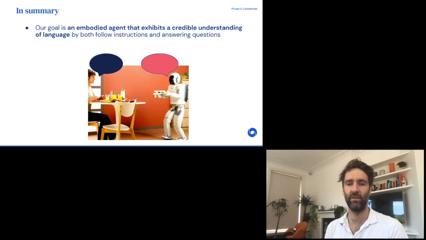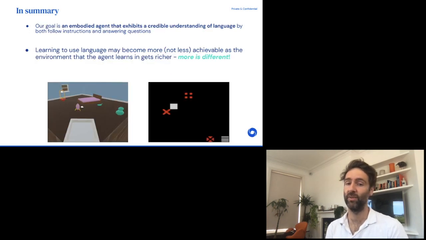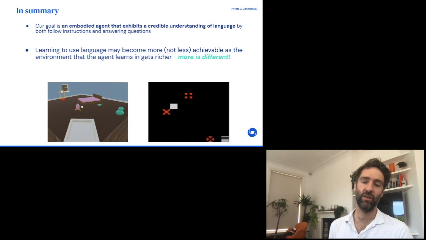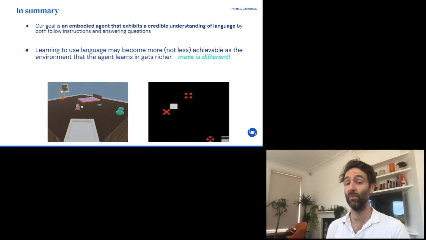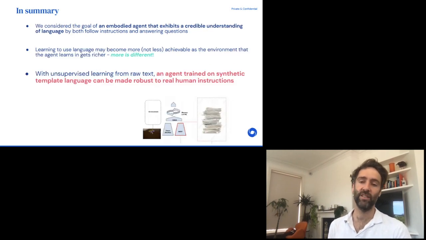So just to summarize the whole talk, I've described how our goal is an embodied agent that exhibits a credible understanding of language by both following instructions and answering questions. And I've also described how learning to use language may become more, not less, achievable as the environments that agents get to learn in become richer. We often have this principle that more is different, which we took from Anderson's famous paper in 1972.